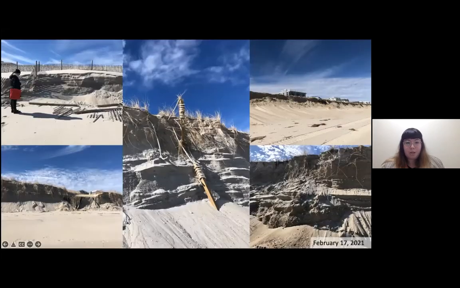These are some pictures from that February survey to see what these effects look like. You can see just how dramatic this was, particularly in the southern and central portions of Holgate. And this upper right picture is showing some more of the bulldozing tracks that the municipality tries to do.